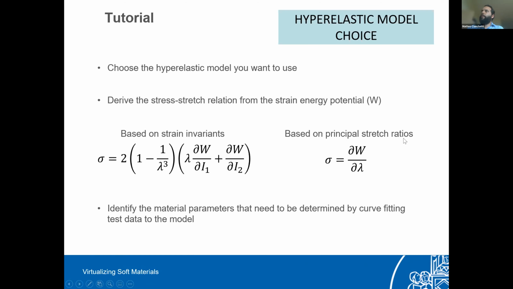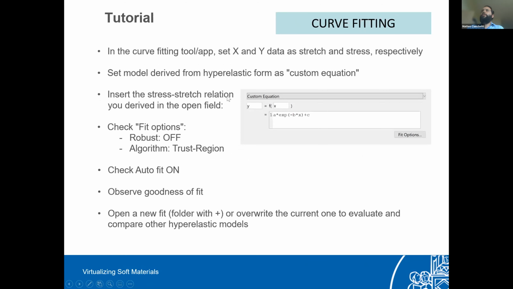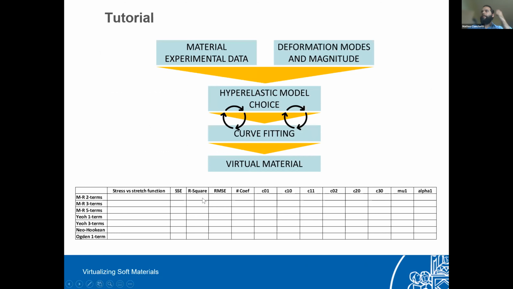In the case of principal stretch ratios, it's simpler because you just need to take the derivative of the strain energy density function with respect to the principal stretch ratio. And then you just need to put this equation that you found in the custom equation field of the tool, make it fit, and see the degree of fitness, related to these three parameters. And in the specific case of the two-term Mooney-Rivlin model, what is the value for C01 and C10? That's it. Then you can proceed to the other models.